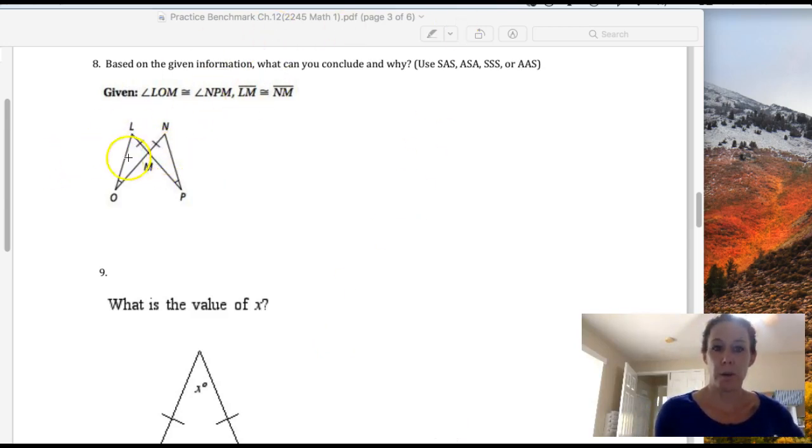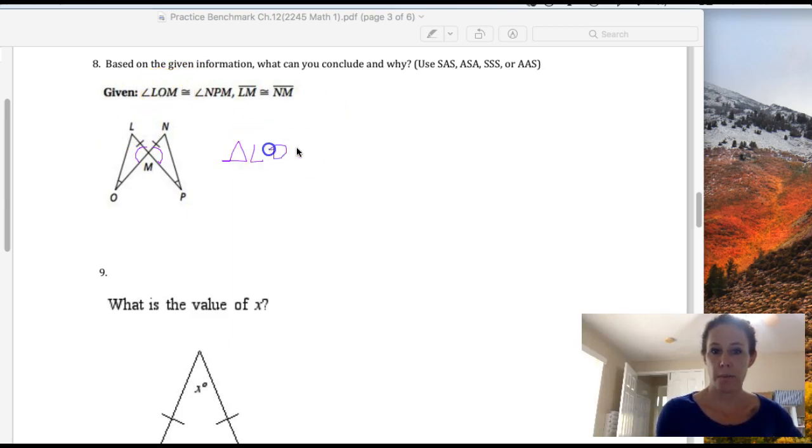Now, what else can we conclude? Knowing what we know about vertical angles, these two are vertical angles right here. We can mark these immediately. Vertical angles are congruent. So now look what we have. We have an angle. We don't have this side, but we do have another angle and this side. So it would be angle, angle, side. Angle, angle, side.